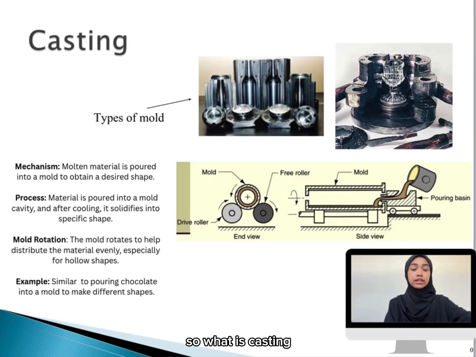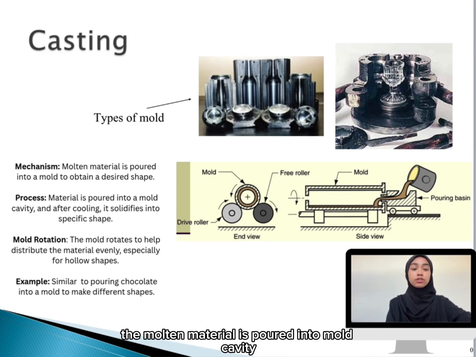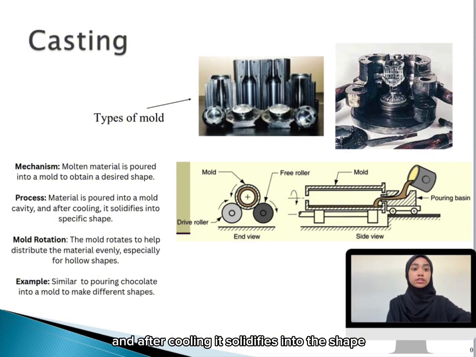So what is casting? Casting is a process where molten material such as glass or ceramic slurry is poured into a mold to obtain desired shape. From the diagram, we can see the different types of molds. The molten material is poured into mold cavity and after cooling, it solidifies into the shape.